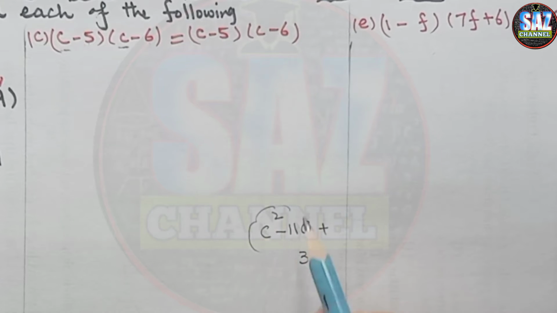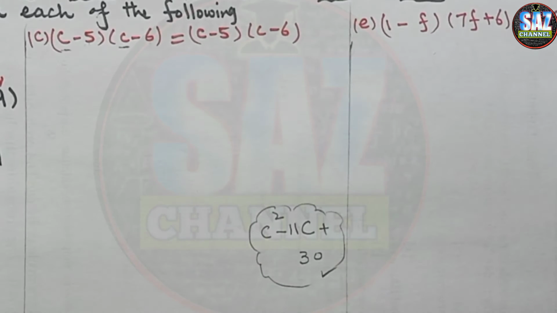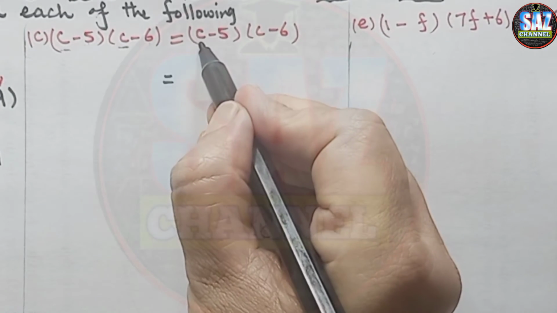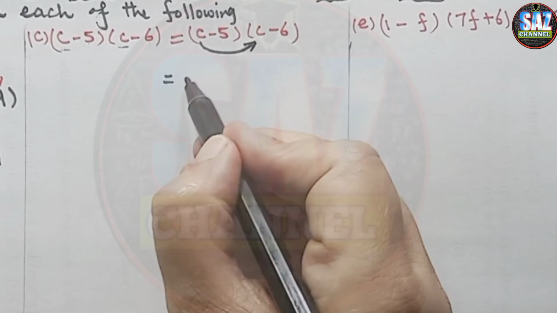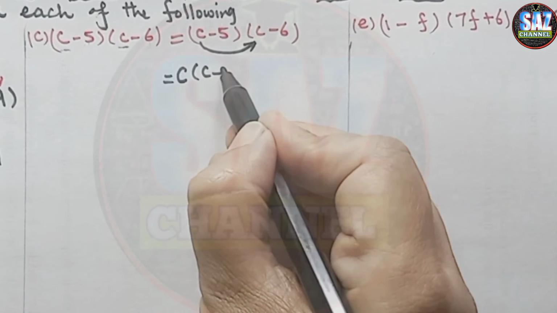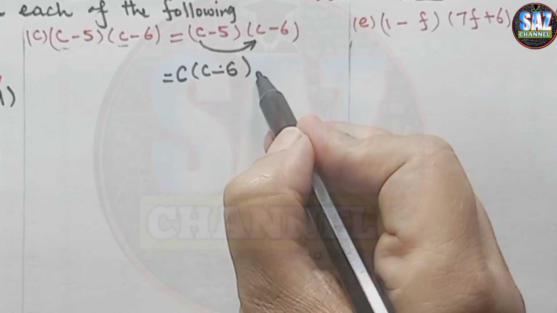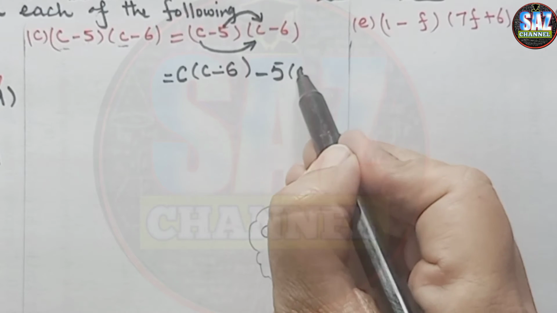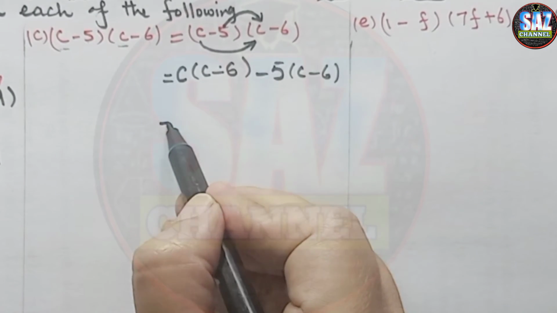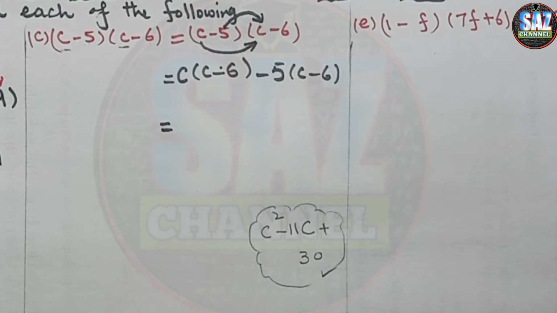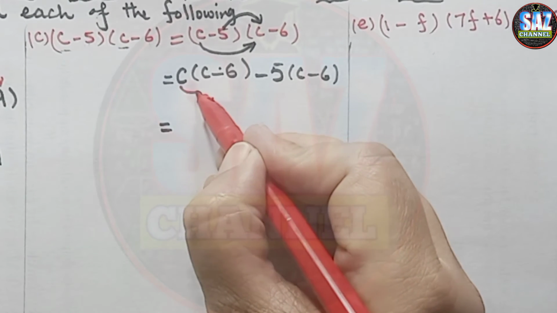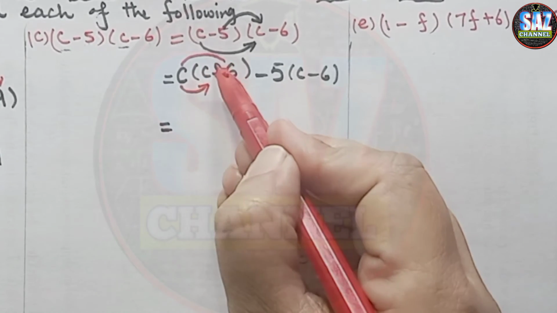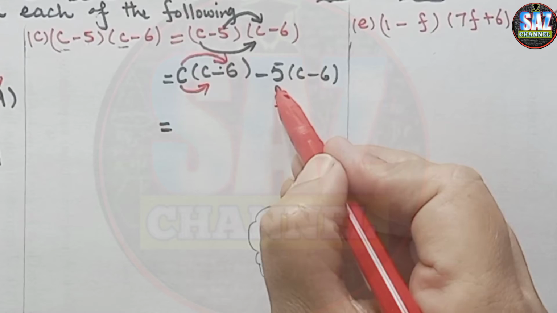Let's have the experience by actual multiplication, to see whether we get the same answer or not. We take c and multiply it with the whole of the second bracket: c into (c - 6), and minus, then take 5 into (c - 6). Again we apply the distributive property: the number or letter outside the bracket has to be multiplied with every term inside the bracket.